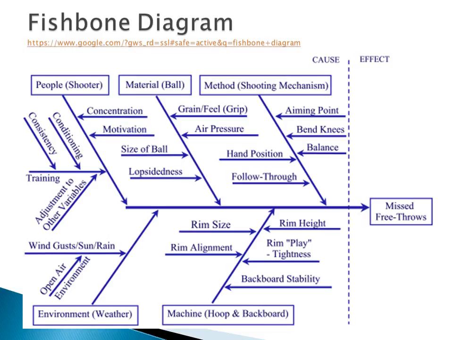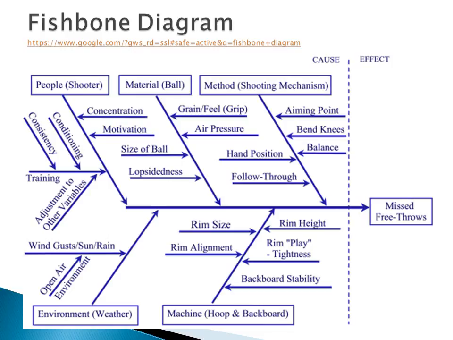But cause and effect, we're looking at, in this case, the end effect, missed free throws. So what they're trying to look at is, what is the cause? You've got some main headers in the rectangle areas: people, who are the shooters; material, which is a ball; method, which is their shooting mechanism; a machine, which is the hoop and backboard; and then the environment of weather. Then you have all these other arrows that feed into the central arrow in the middle of the page that flows to where it says missed free throws.